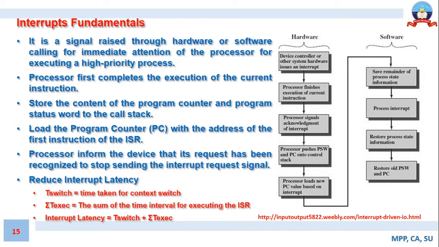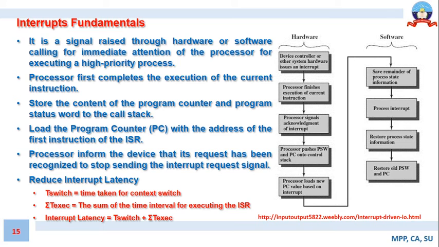Then save the remainder of the processor state information. It's very important for all of us to save the processor state information because it may be required at a later point in time. Then we need to process the interrupt. Once the interrupt service routine has been executed completely, we need to restore the process state information. Then we need to restore the old program status word and program counter to resume normal execution. So this is the way interrupts are handled by the processor.